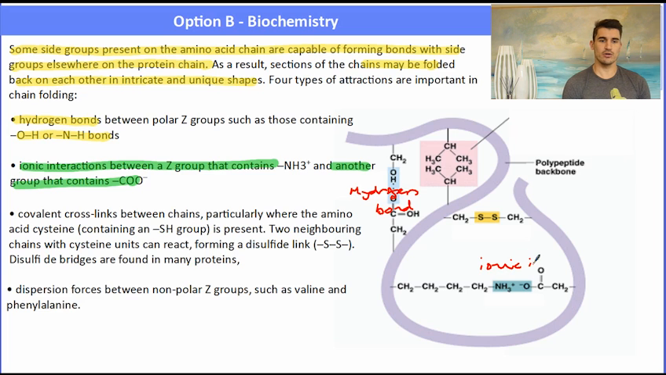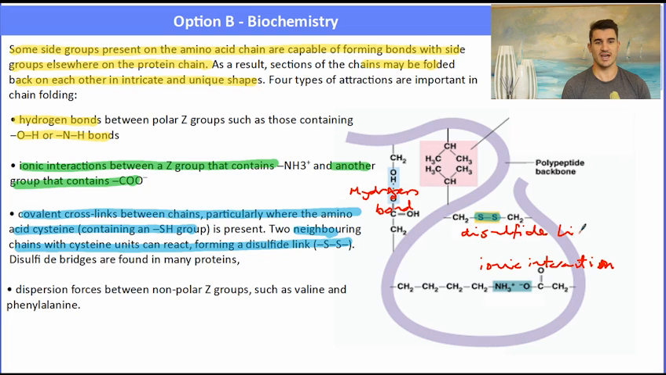We could form what we call covalent crosslinks or disulfide bridges. Disulfide bridges must contain the amino acid cysteine because it's got sulfur, and then those two sulfurs can covalently bond together to form a disulfide link. That link is much stronger than hydrogen bonding or ionic interaction because it's a physical covalent bond. We can also have dispersion forces happening between Z groups that are nonpolar, such as valine and phenylalanine. The dispersion forces come about because of the electrons. The bigger they are, the greater the dispersion forces.